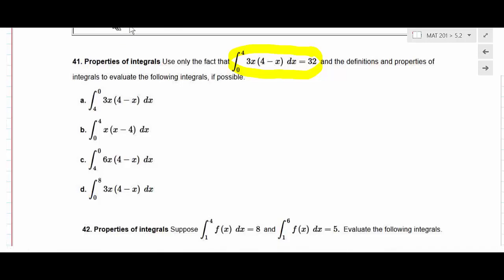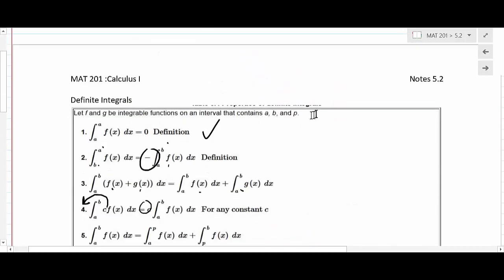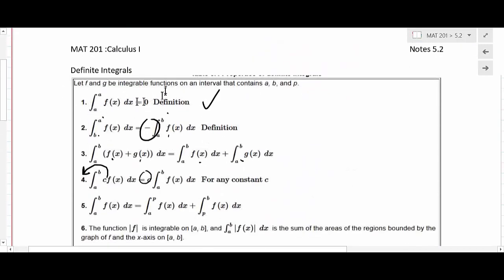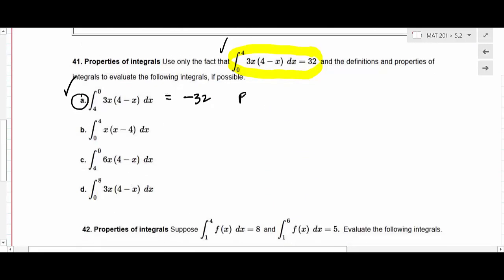All right? So here's what we have here. What is the only difference between that integral and the one I gave you? I changed the limit. So what's the answer? It's not 32. What is it? It's negative 32. Okay? That's that first property right there. That's property 1. So I'm going to also have you say by property 1, because that's what we're trying to do, is get comfortable with these properties of integrals.